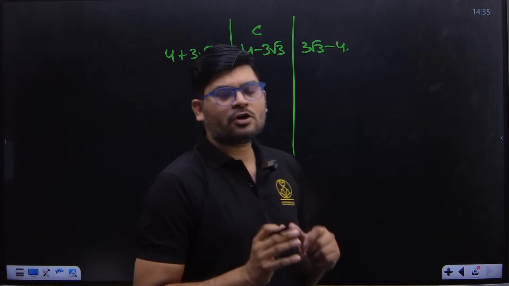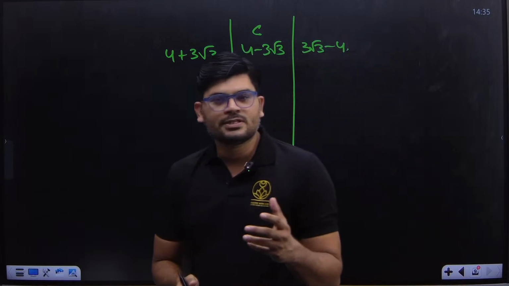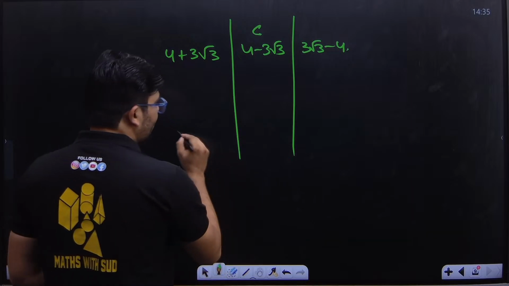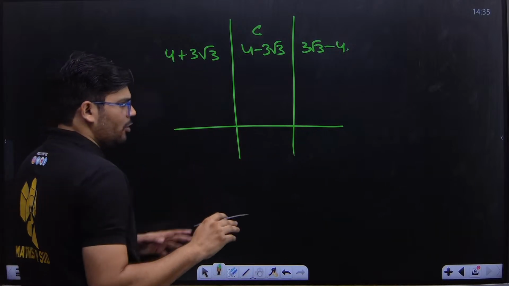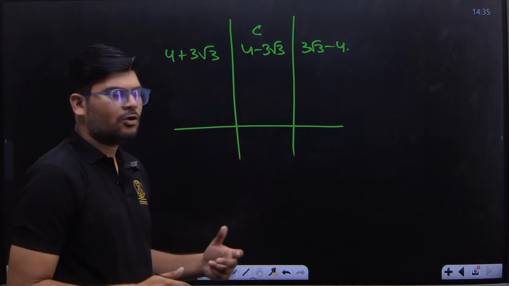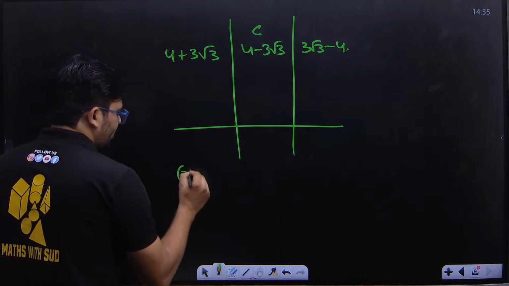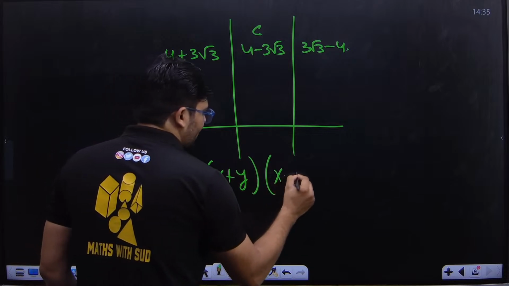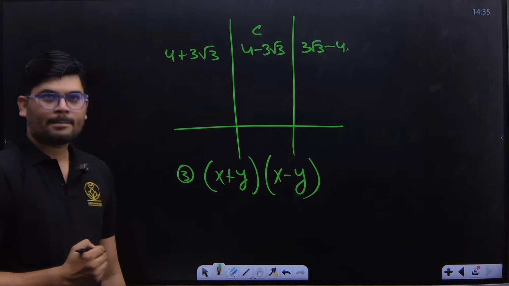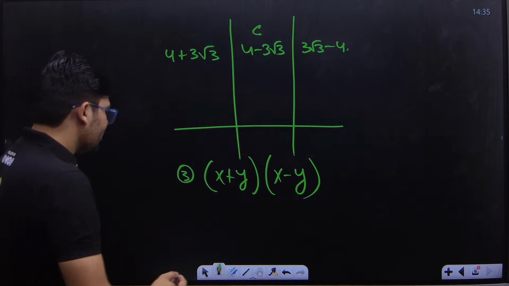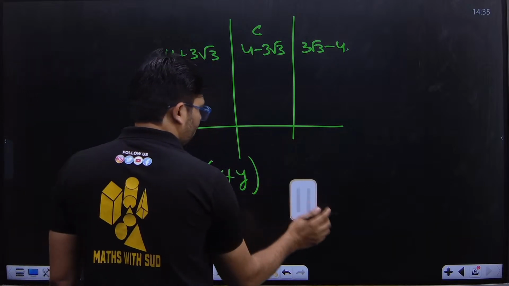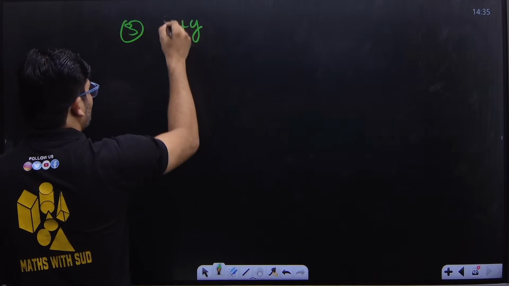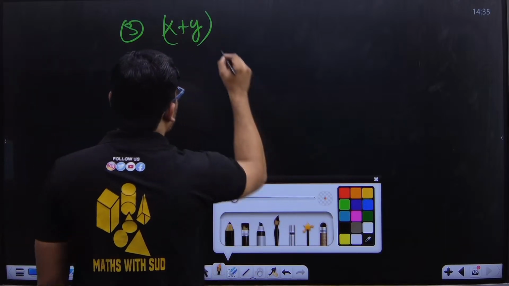Now what is the use of a conjugate? Here comes the very beautiful identity in mathematics, which is known as the third algebraic identity. I'm not worried about the first and second. I don't know whether you remember or not, but I'm more focused on the third identity. What is the third identity? It is x plus y into x minus y. I'm going to write this on the other page so that you can understand it better. So I'm multiplying x plus y into x minus y.